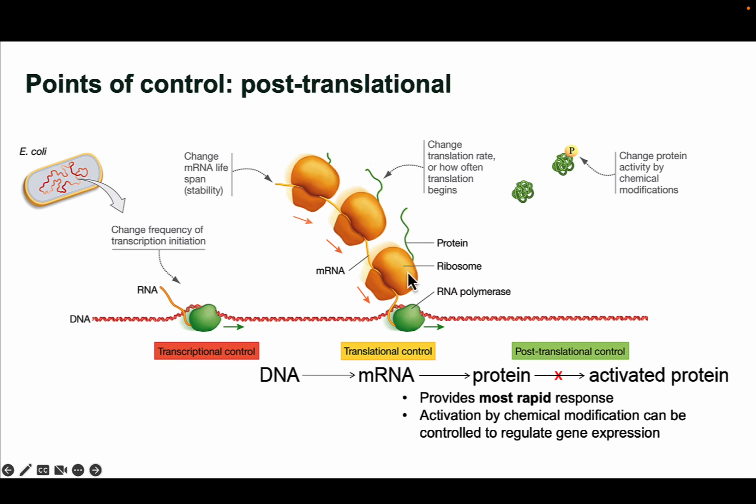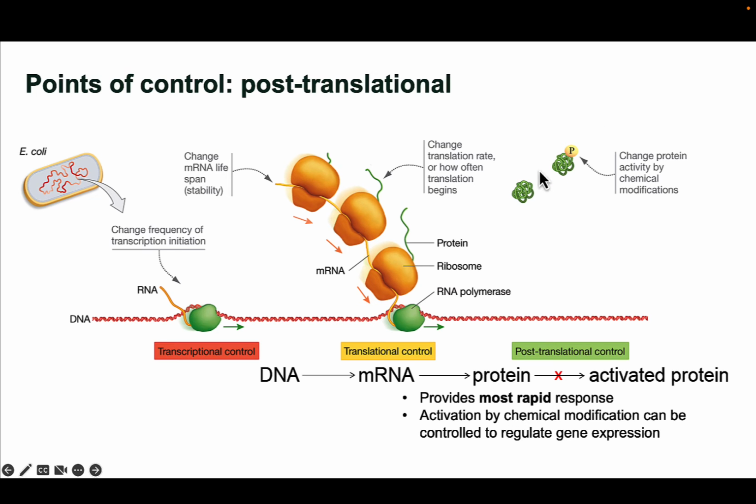Finally, the last example, we have our protein made. So there's our protein, and it's being phosphorylated, or some sort of chemical modification to turn it off. So this is a way to regulate a protein that provides the most rapid response, and the activation of a chemical modification can be used to then regulate gene expression or regulate the activity of the protein. So this is really rapid.